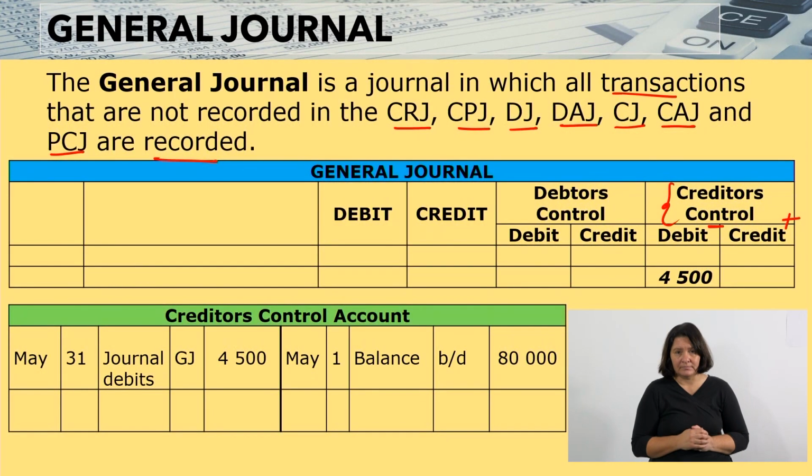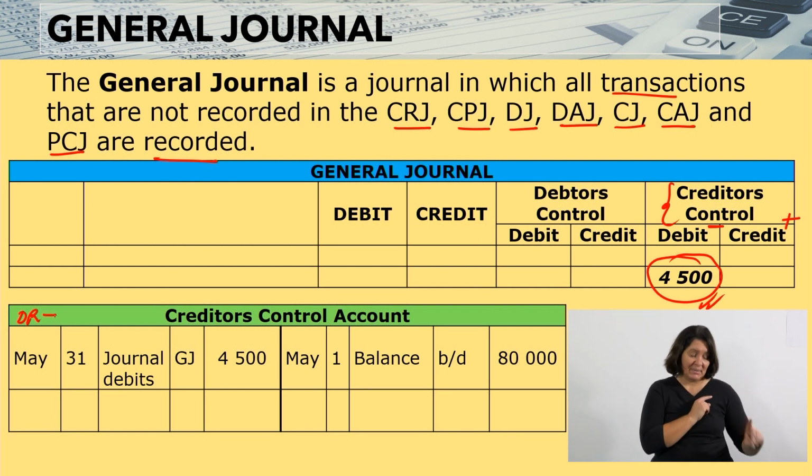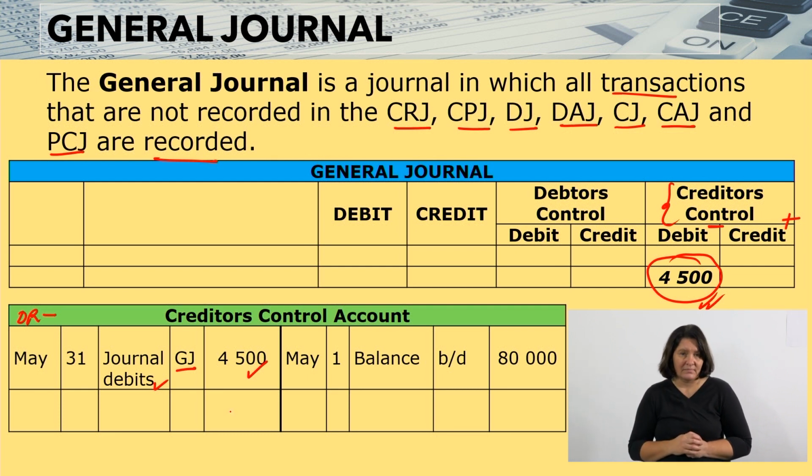We want to see now, how does the GJ amounts affect our creditors control? There it is. The moment you have your debit amounts, this can be as a result of transfers between our debtors account and our creditors accounts. The moment you have such a transaction, it will come to the debit side as it is on the debit side here. You bring it to the debit side and then you say general debits from the GJ, 4,500.